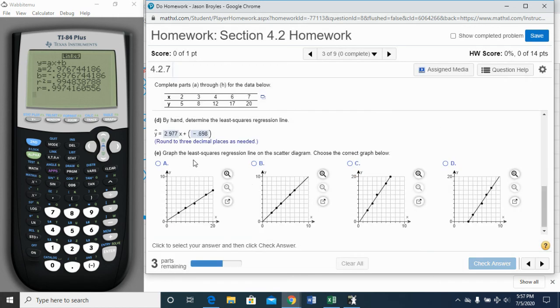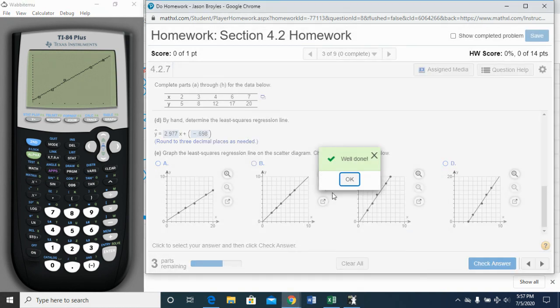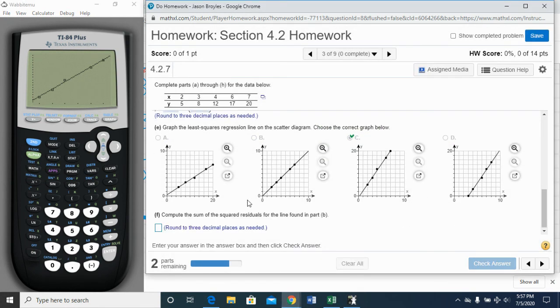Graph the least squares regression line on the scatter diagram. Choose the correct graph below. So now we can change this equation here to the least squares regression line. It's going to be a very similar picture, 2.977 x minus 0.698. And then hit zoom and the number 9 to show the picture. You're getting a very, very similar picture. I think it's still this choice C here. Select that one, check the answer, and we're good.